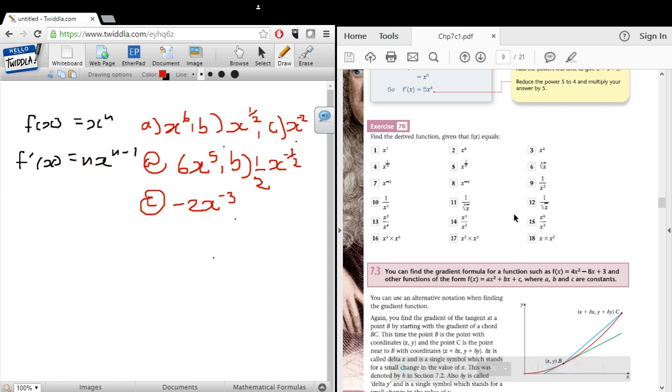More exercises for you to do. x multiplied by x squared. Again, x to the power of 3, just differentiate it.